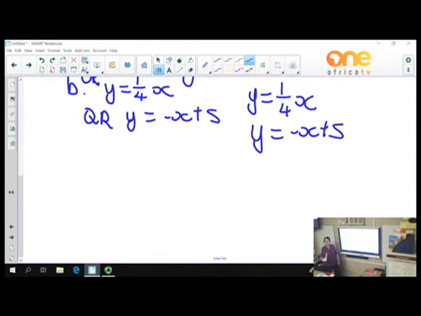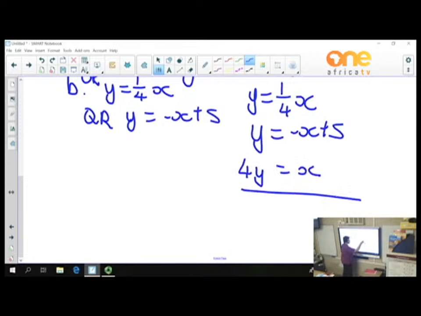Yeah, that's one way, substituting. Or what else will I do? Yes, I'll get rid of that fraction in the first place, and I would say 4y is equal to x. Okay, and now you can use elimination. Remember we did it last year, algebra. So 5y is equal to 5. Plus and minus will eliminate, which makes y equal to 1.